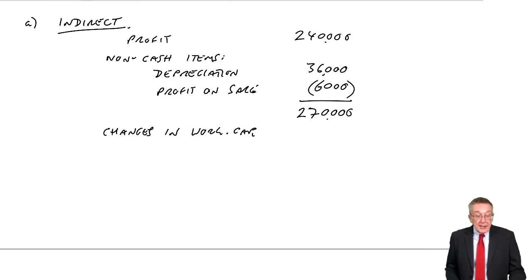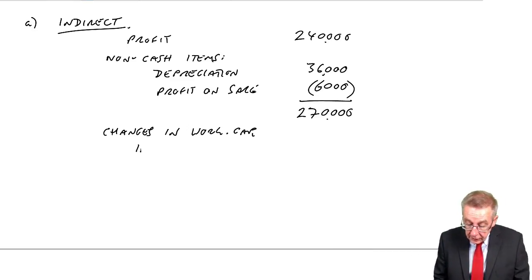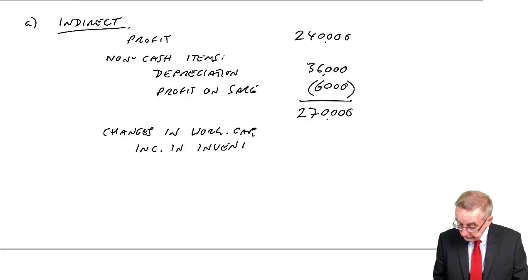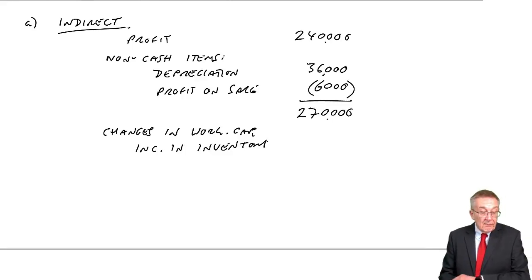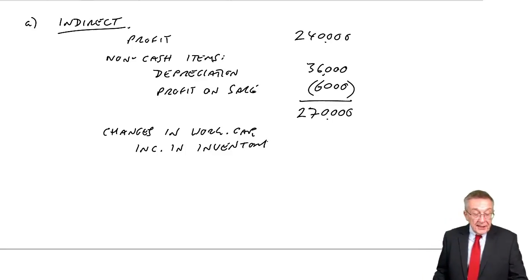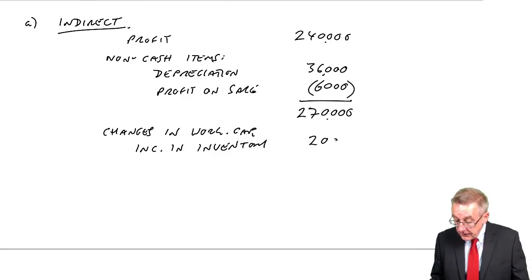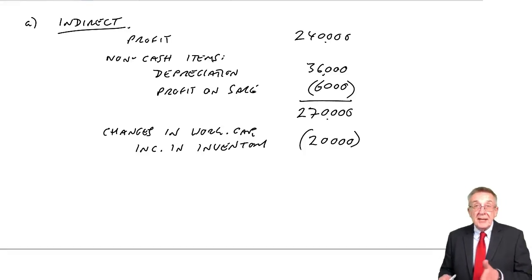And we've got extracts there. So inventory, there's been an increase in inventory. We've gone up from 140 to 160, an increase of 20,000. More inventory means less cash.